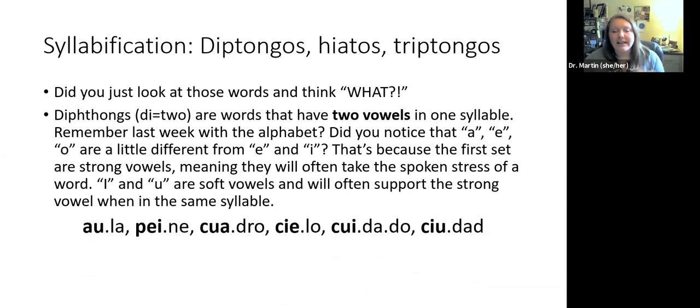So these are words like aula. A is strong, U is weak, so they're in the same syllable. Aula, peine, cuadro, cielo, cuidado, ciudad. Right? A little elementary, but I want to make sure we got it. All right, so notice AU strong weak, EI strong weak, UA weak strong, IE weak strong, UI weak weak, and then IU weak weak, right? So they both go in the same syllable.